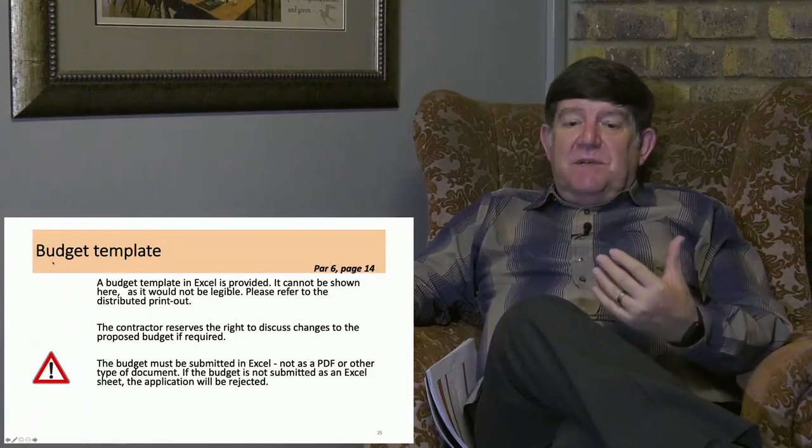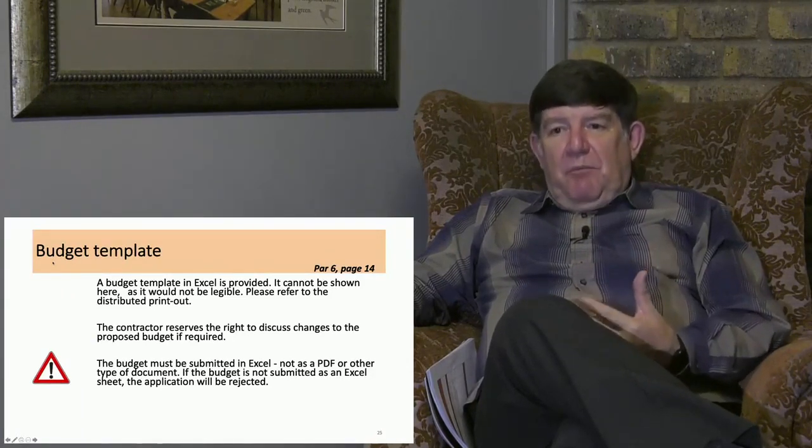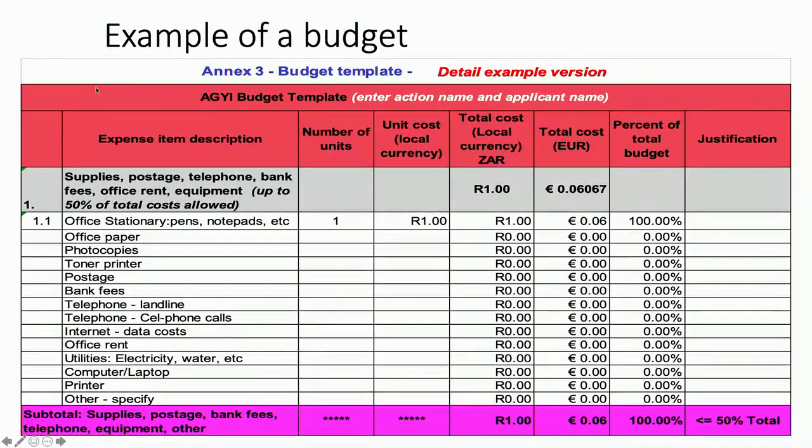The budget must be submitted in Excel. This is extremely important to remember. You must submit an Excel sheet with your budget information. You cannot PDF it in order to make it easier to upload or for any other reason. You must make sure that you submit your budget as an Excel sheet. An example of a budget.